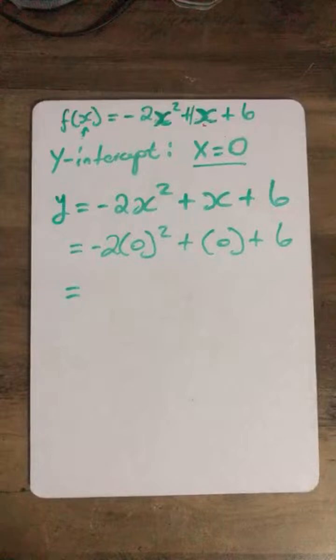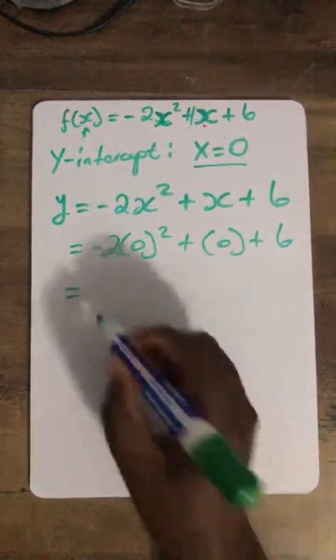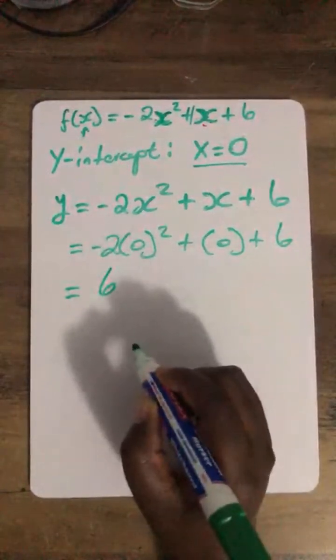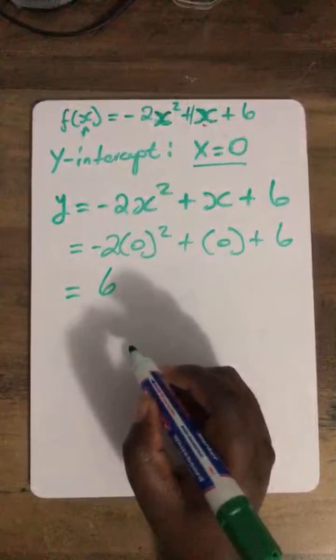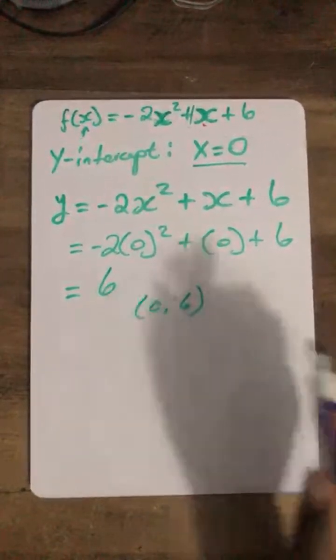Yes, exactly that. So that means the y-intercept, that's where x is 0, y is 6.